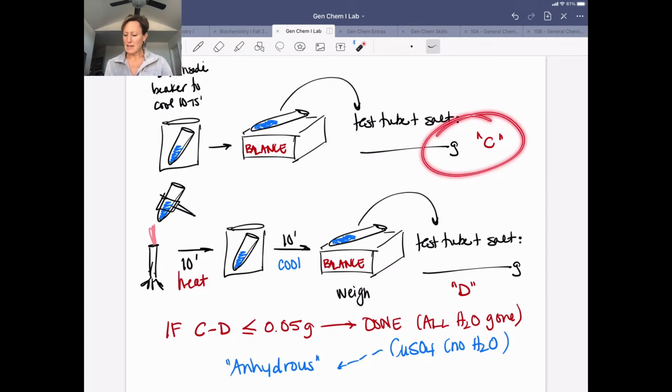If you said that between C and D there was additional water that came off, you need to make sure that you stop only after you have 2 measurements that do not show an appreciable change in weight. And that's going to be no change more than 0.05 grams. Okay, so once that happens, we know that we're done. All the water is gone. And what we have is not a hydrate. We have a salt that we call anhydrous, or without water. So we're going to have copper sulfate that has no water in it.